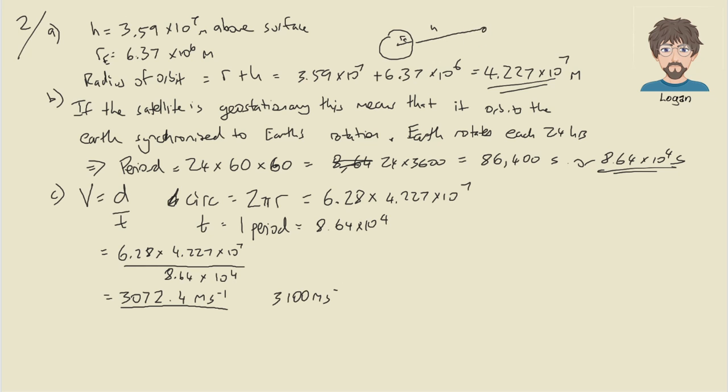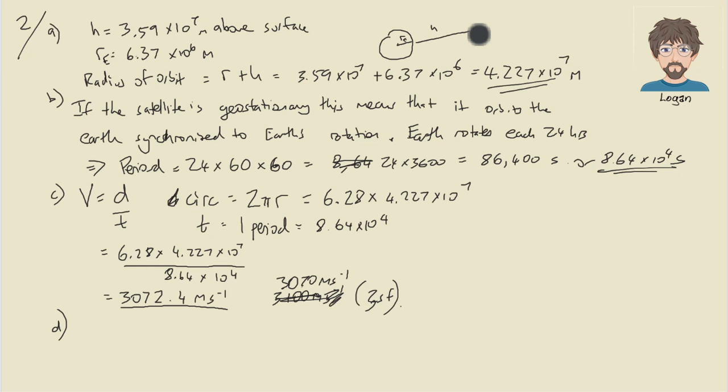3,100 meters per second to 2 significant figures. Although we've been given 3 significant figures, so we actually should be 3,070 meters per second to 3 significant figures. Okay, and part D, calculate the acceleration of the satellite.